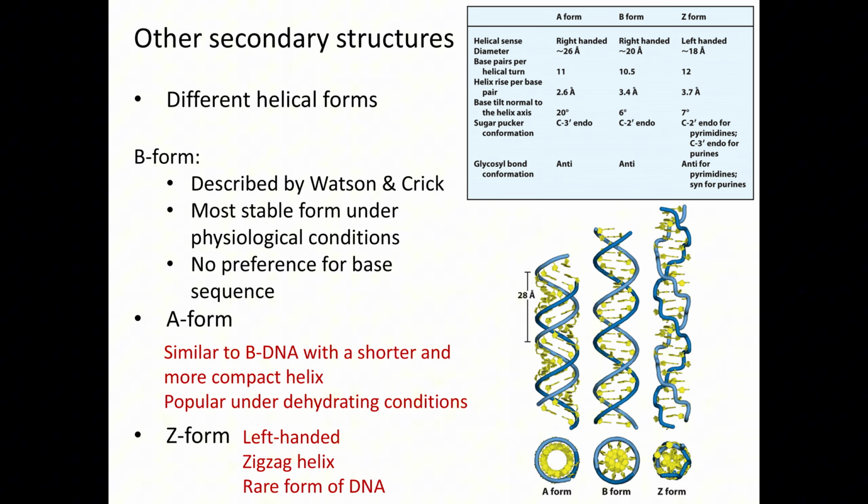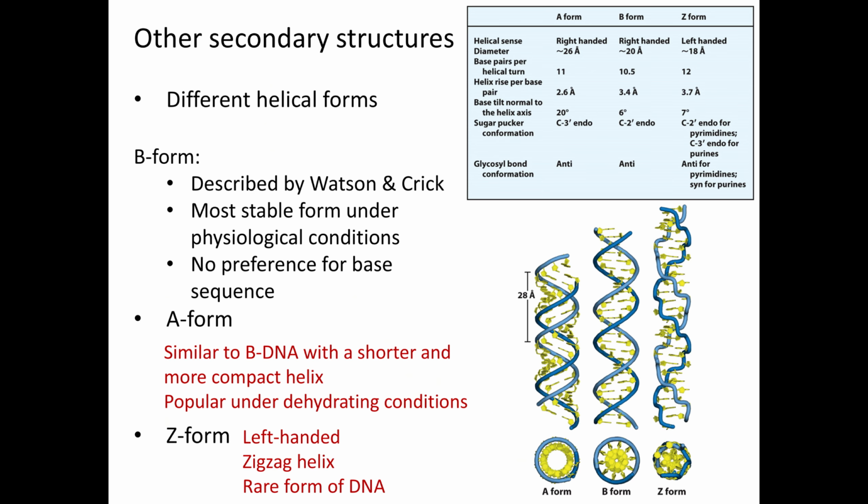Z-form DNA is a left-handed helix that forms in regions with high GC content or under specific ionic conditions and may play roles in gene regulation. RNA molecules display even greater structural diversity because they are typically single-stranded.